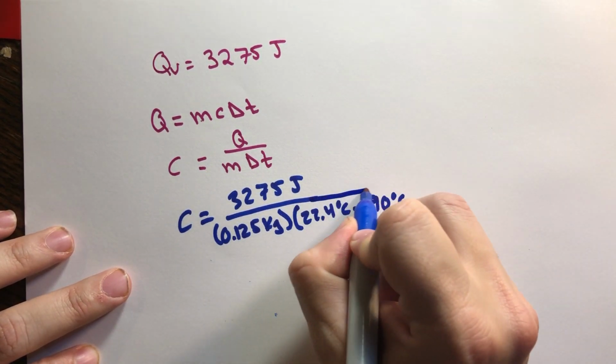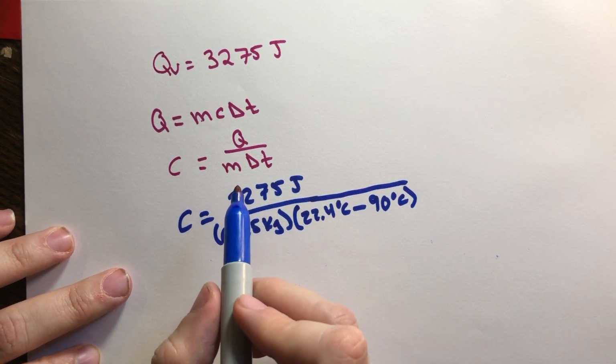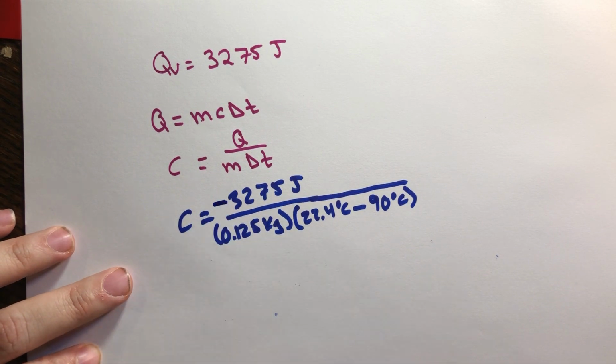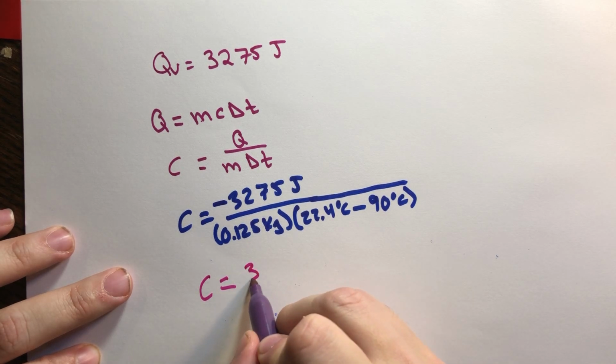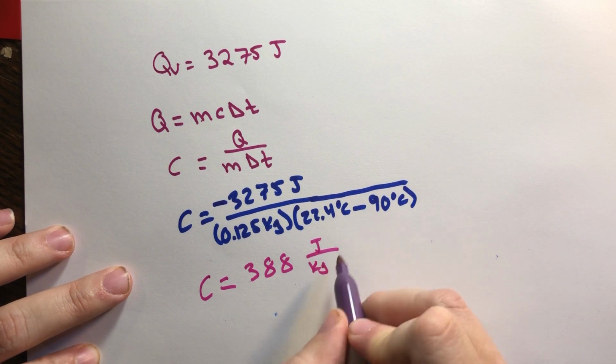Now if you notice, it's going to come out as a negative number, but that's okay. It shouldn't come out as a negative number, because this is negative because that's the amount it gave up. So we're going to get a negative here, so it's going to cancel out. We're going to get a positive number. So it gives us a specific heat of 388 joules per kilogram degrees Celsius.